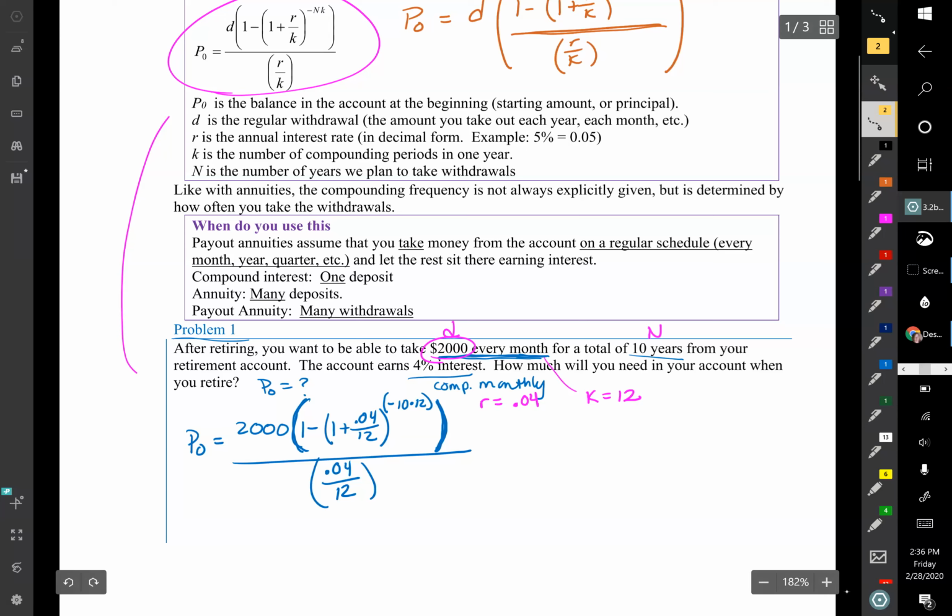But how I would do this one on the MultiView, I probably would just use my fraction key for the fraction. So I would type in 1 plus 0.04 divided by 12, using my fraction key, or I would put parentheses around it. And then I would hit enter and raise it up. There's a little symbol that looks like a little triangle without a bottom. That's your exponent key, okay?